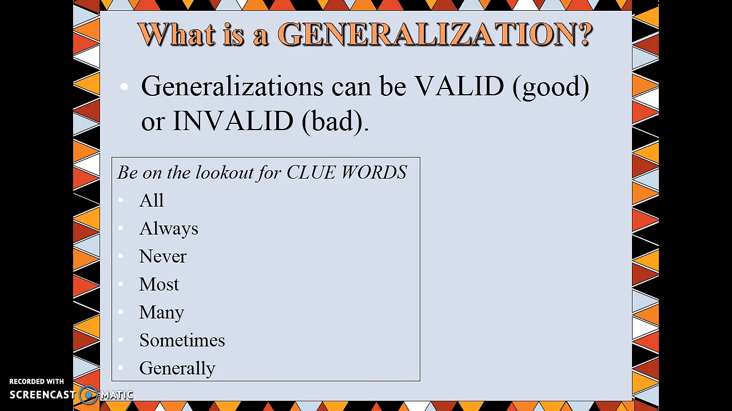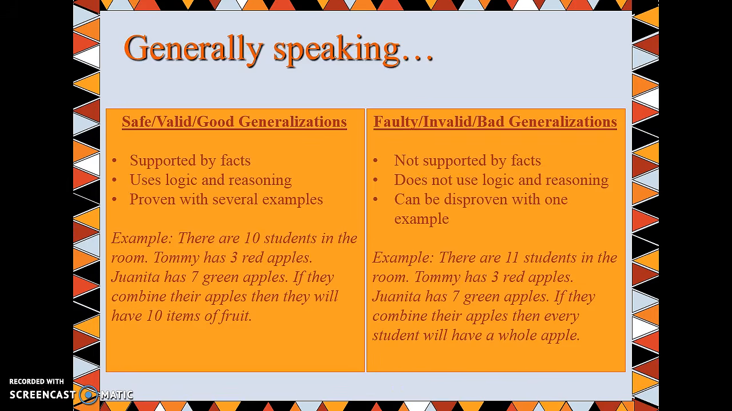What is a generalization? Generalizations can be valid, good, or invalid, bad. Be on the lookout for clue words like all, always, never, most, many, sometimes, and generally. Valid or good generalizations are supported by facts. They use logic and reasoning, and they can be proven with several examples.